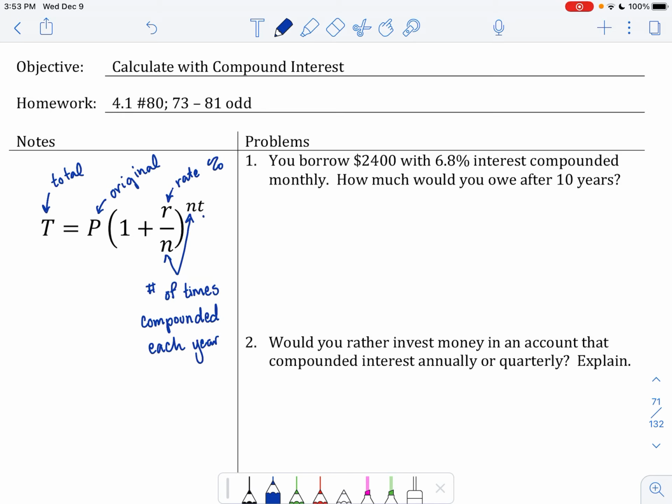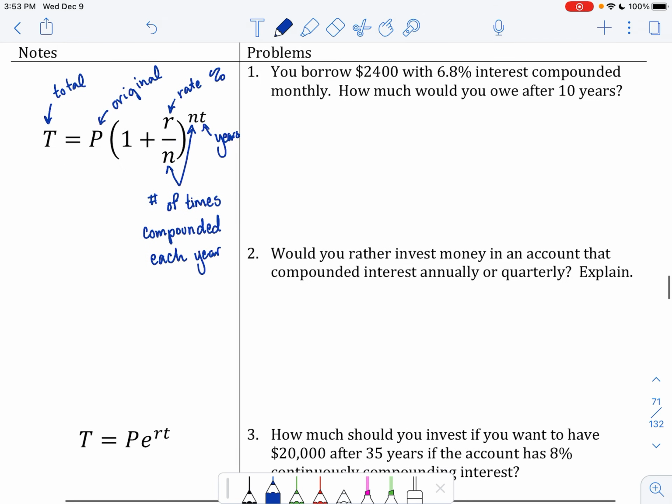And then finally, T is time, and it's always measured in years. So that's the important one. Sometimes it might say 9 months. That doesn't mean that T equals 9, that means that T would be equal to 9 out of 12. All right. So let's solve a couple problems with this. You're definitely going to want your calculator for these problems.